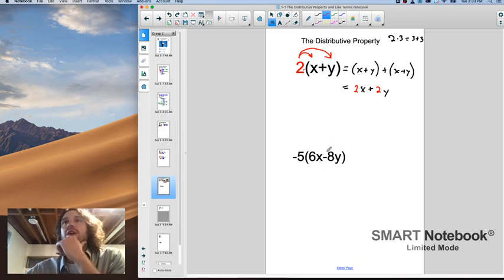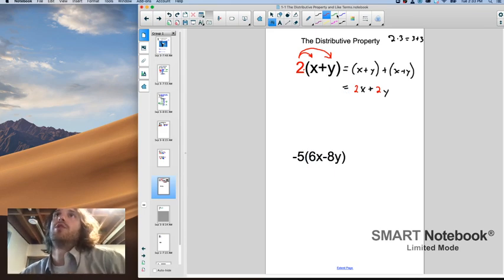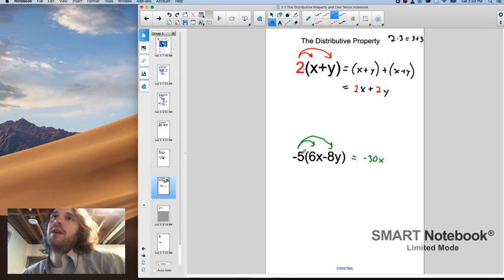If we do that same thing down here, you're going to end up basically subtracting this 5 times, which is going to be quite the doozy to write. So rather than do it that way, let's distribute multiplication by negative 5. Negative 5 times 6 is negative 30x. And negative 5 times negative 8, and negative 5 times a negative is going to be positive 40y. That's how the distributive property works.